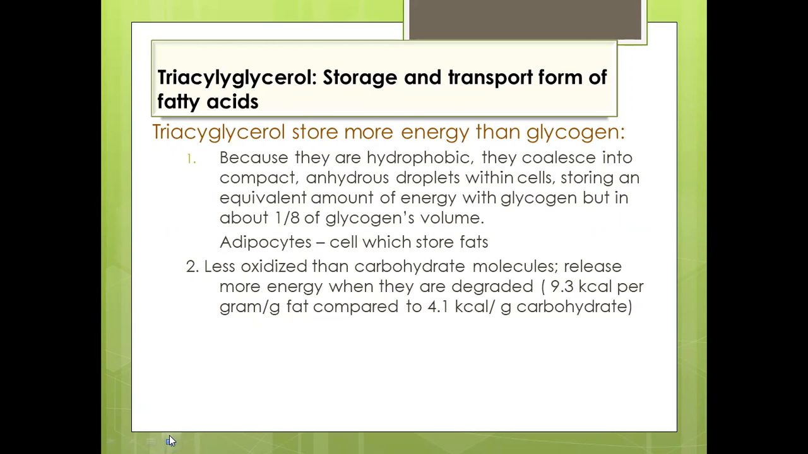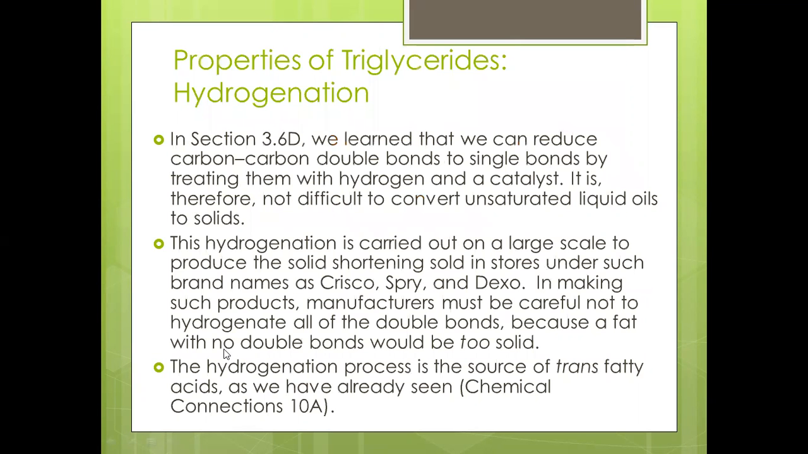Triacylglycerols store more energy than glycogen. So if you want to avoid getting adipocytes on your cells, on your fatty cells, of course, you want to avoid the fatty parts of animal fats or animal sources or plant sources, because it stores more energy than the glycogen. So the best thing, of course, is you just have to control your diet.